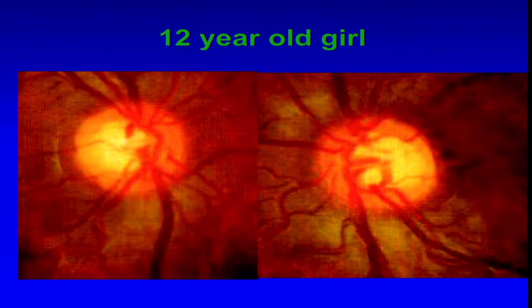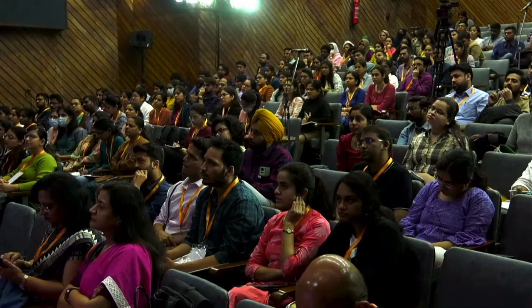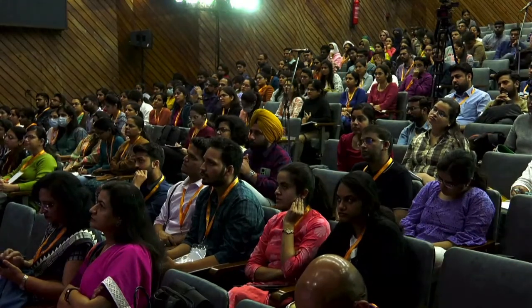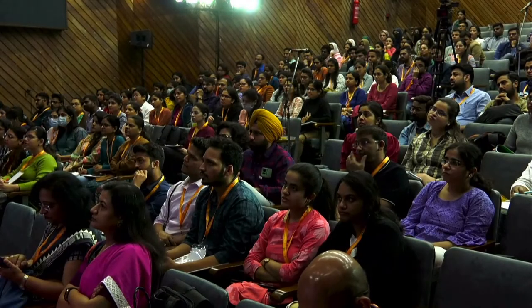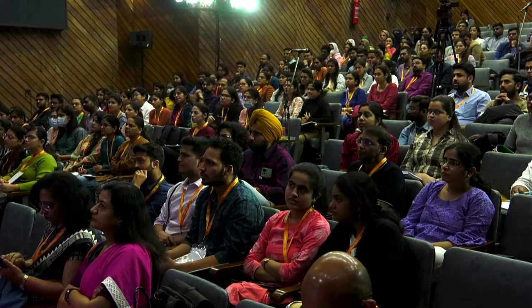Two things you have to do. Check out the size of the disc, number one. Check out all these things. What else? Tell me once, what will you look for? Wedge defect, number one. After that? ISNT rule. These are the two simple things. And the third important thing you'll do if you see a child like this. Anybody? Sorry? Refraction, good, very good. So you check out for myopia. Anything else? Anybody? Sorry?